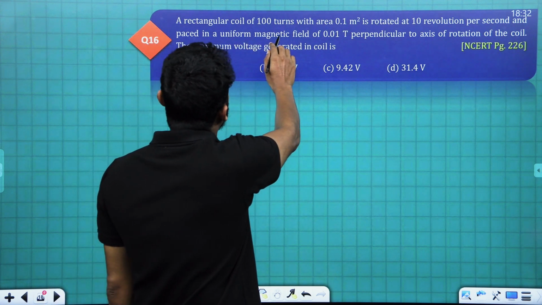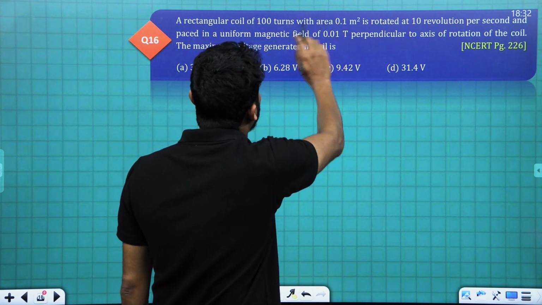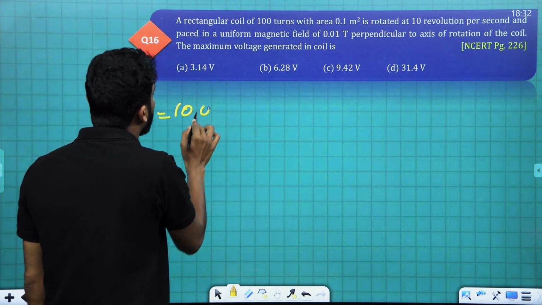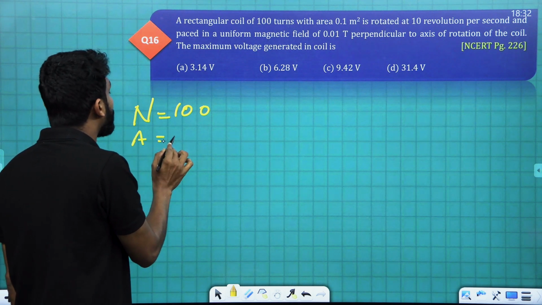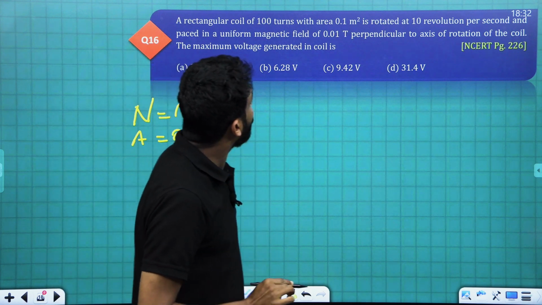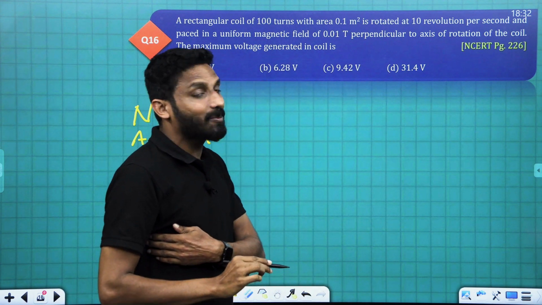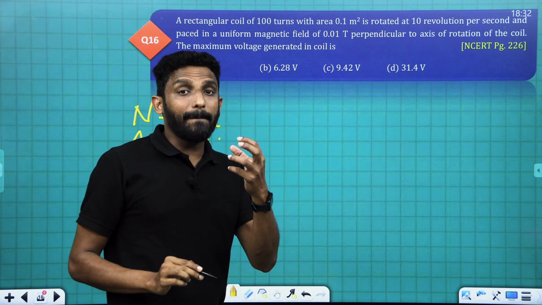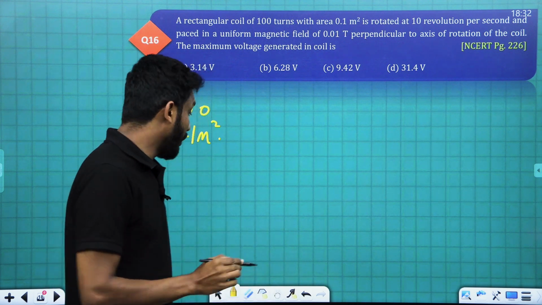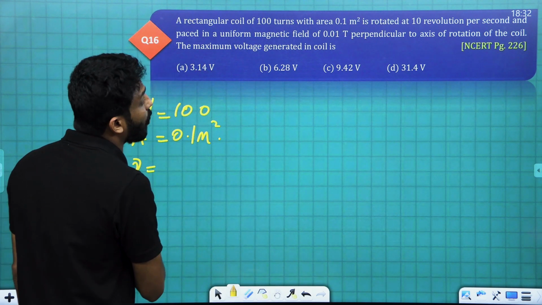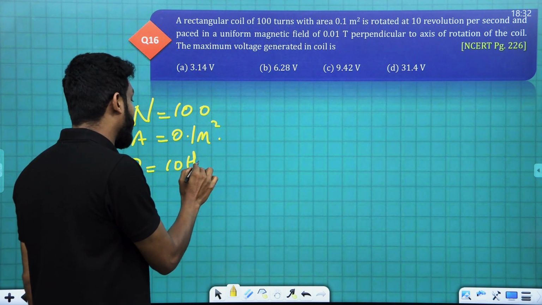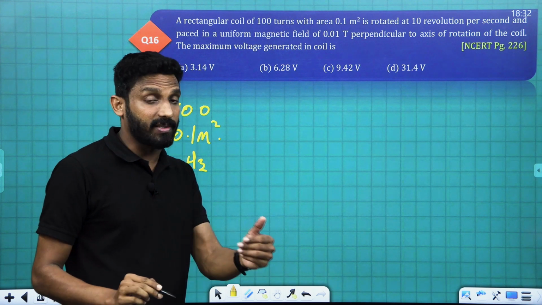A rectangular coil of 100 turns with area 0.1 meter square. The number of turns of the rectangular coil is 100. Cross-sectional area of each turn is 0.1 meter square. It is rotated at 10 revolutions per second. The number of revolutions per second is called frequency of rotation, nu. So nu is equal to 10 revolutions per second. That is also called hertz, the SI unit. Hertz or RPS, both are same.